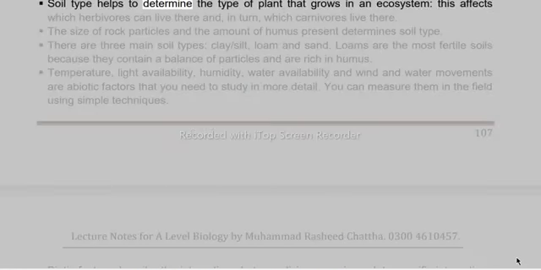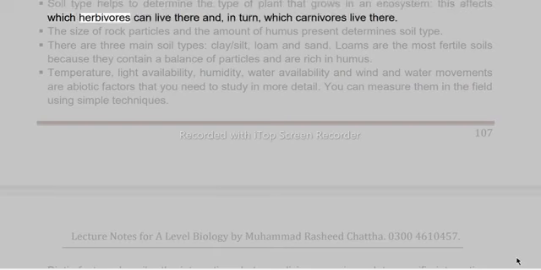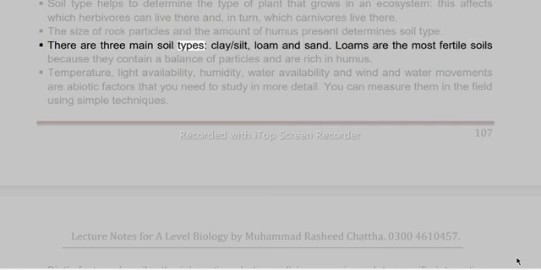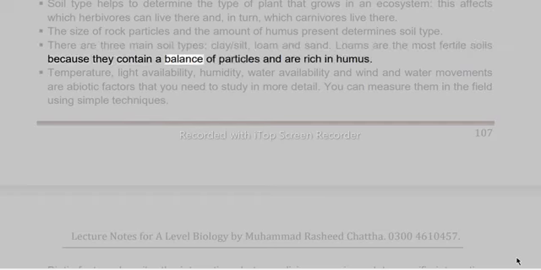Soil type helps to determine the type of plant that grows in an ecosystem. This affects which herbivores can live there and, in turn, which carnivores live there. The size of rock particles and the amount of humus present determines soil type. There are main soil types: clay, silt, loam, and sand. Loams are the most fertile soils because they contain a balance of particles and are rich in humus.